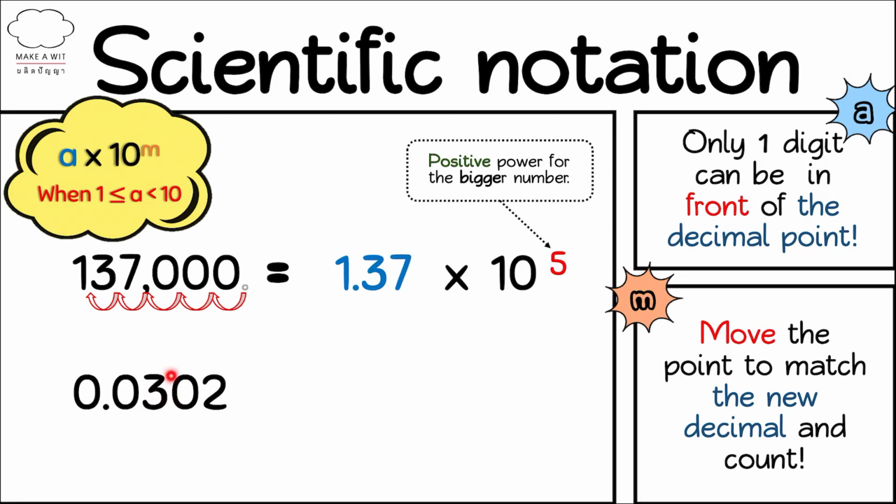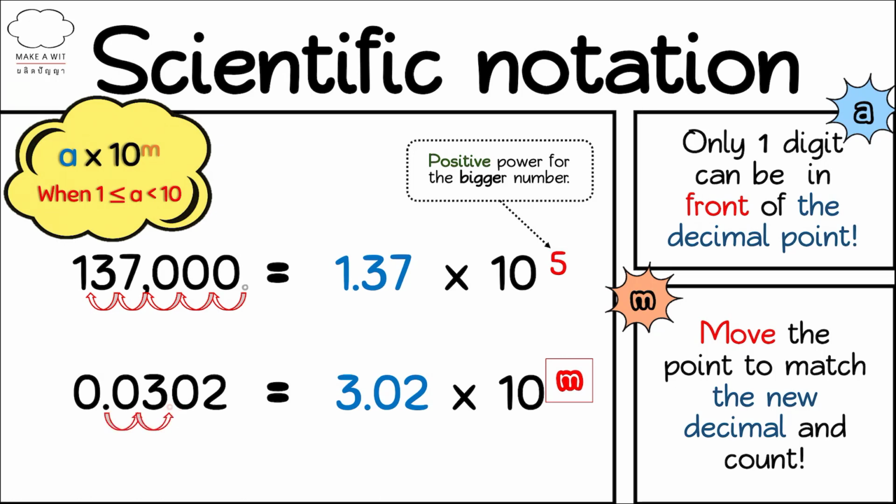Find the first number that you can find. First digit will be 3. Very good. So it will be 3.2? No, you need to keep 0. If it's in between the numbers, you keep 0. Okay? So A will be 3.02. And then what about M? Move the point to match the new decimal and count. Remember, the old one is here, the new one is here, right? After number 3. So you count 1 and 2. 2 places that change, but this is bigger, right?